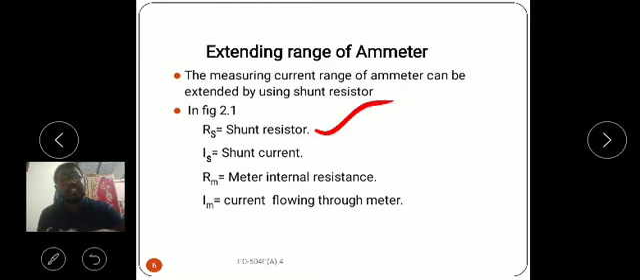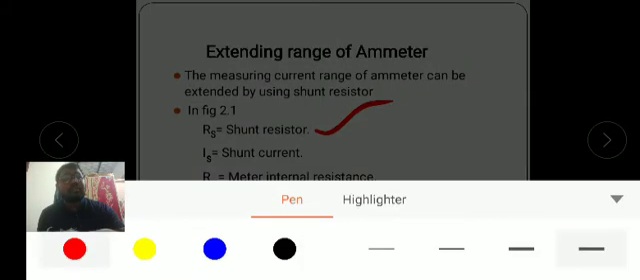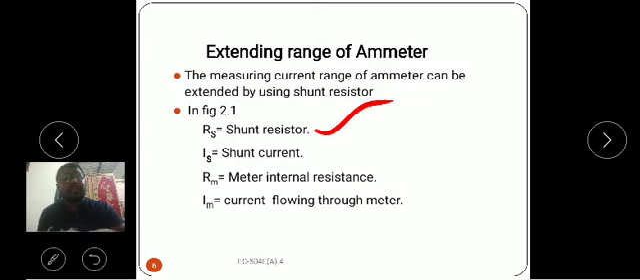RS is a shunt resistor, and IS is the shunt current. RM is the meter internal resistance. The meter resistance is nothing but the meter internal resistance, and IM is the current flowing through the meter. The IM indicates how much current is flowing through the meter.